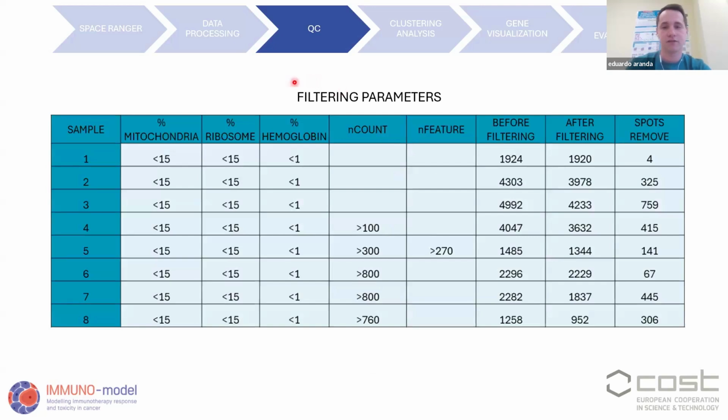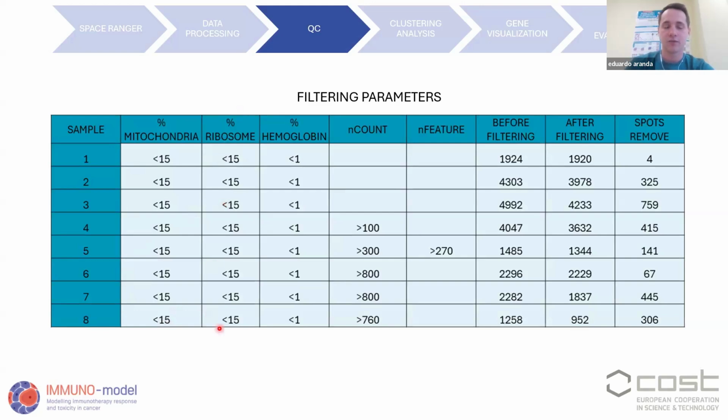This is a table that refers to all the parameters that we have used for the filtration and analysis of our samples. For example, here, all the spots whose percentage of expressed genes is higher than 15% in mitochondria have been removed. And why? Because they can indicate necrosis in the tumor, or maybe degraded RNA.